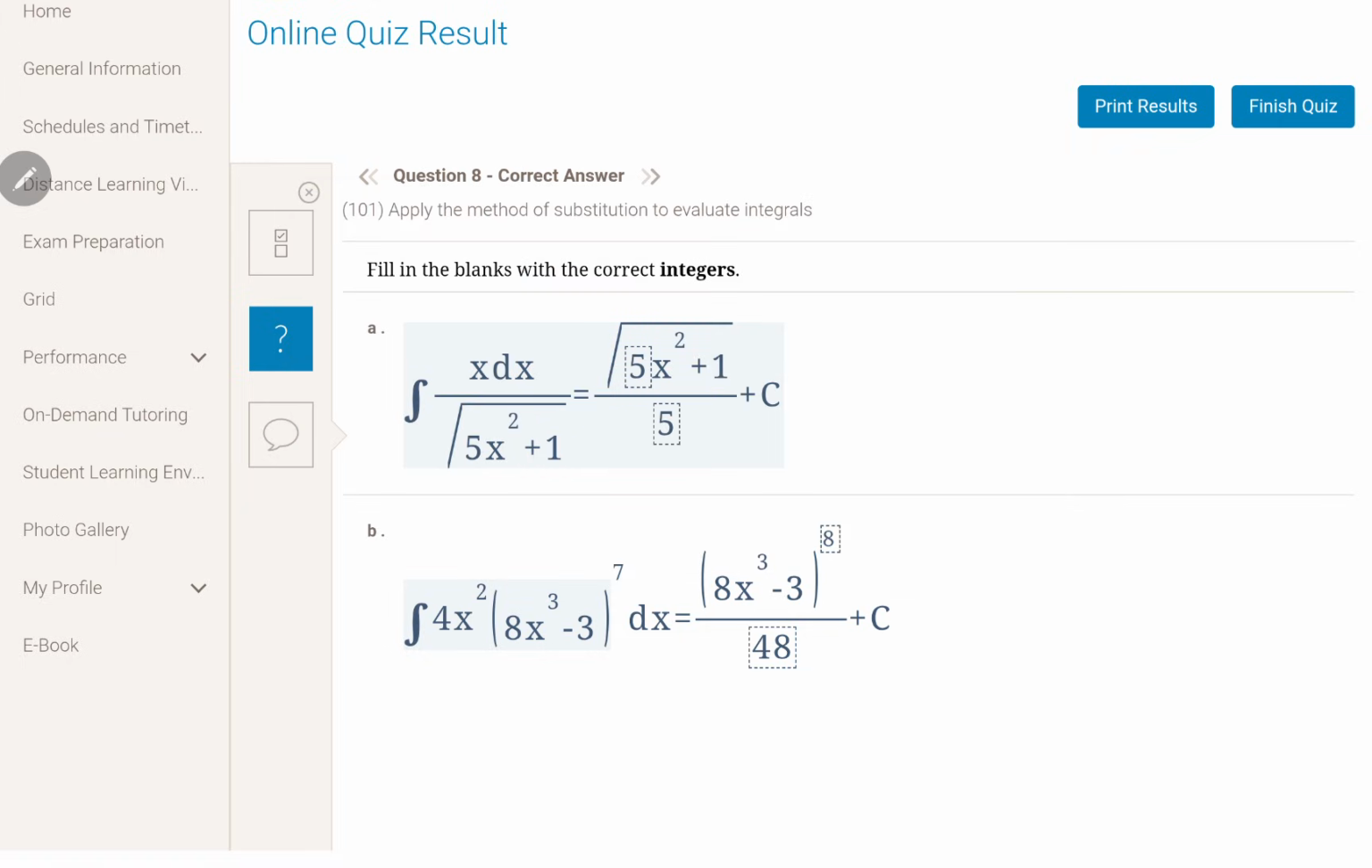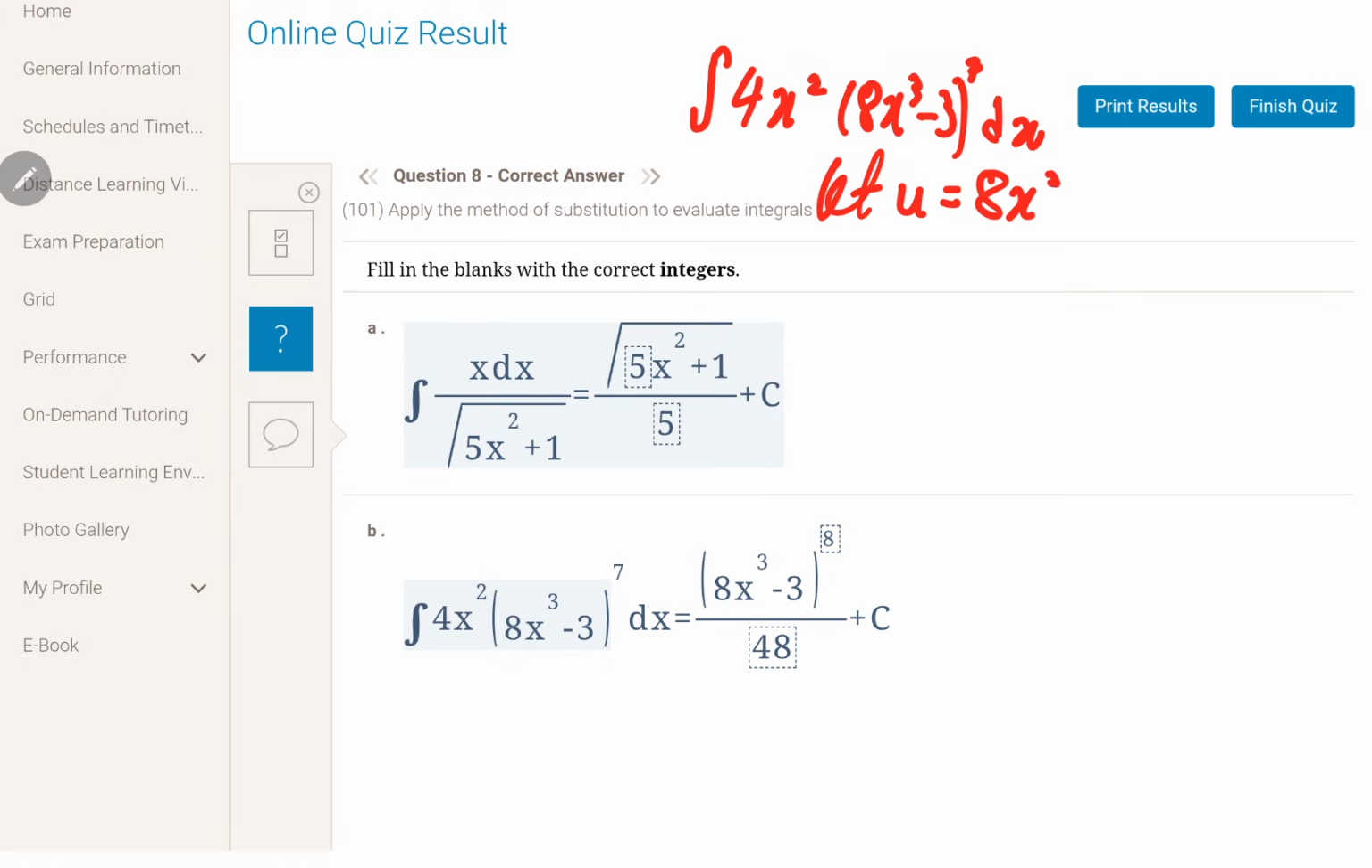Okay. Now, integral of 4x squared into 8x cubed minus 3 to the power of 7 dx. So, how do you do this? This is actually much easier than this in my opinion. Because you can say directly that this is u. So, integral of 4x squared, 8x cubed minus 3 to the power of 7 dx. Now let u equal 8x cubed minus 3.